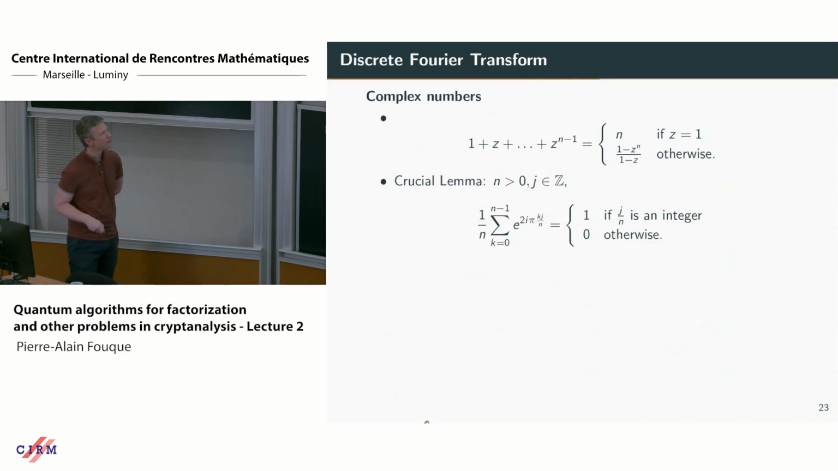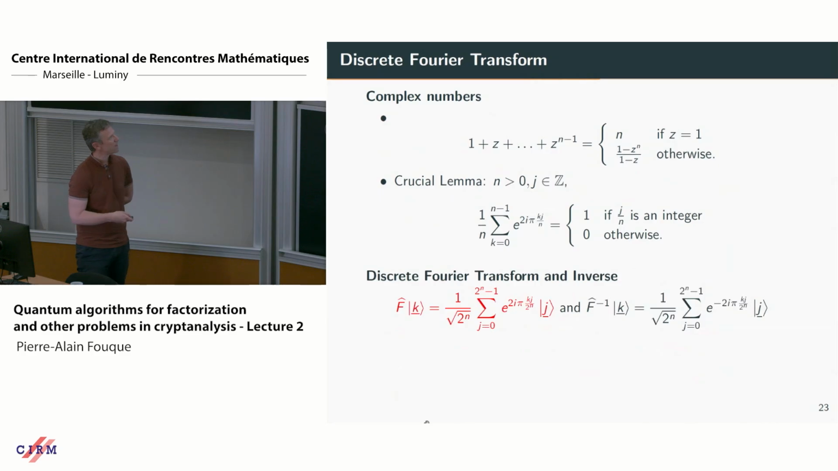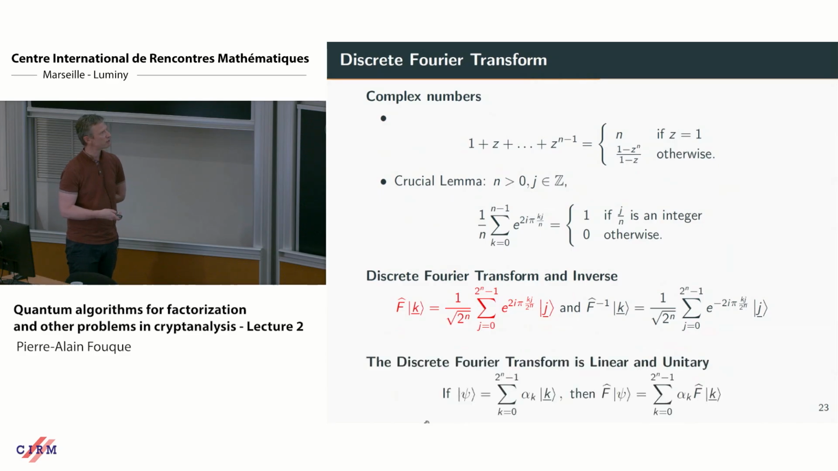This is a useful thing to remark. This sum is equal either to 0 if the value j over n is not an integer, and if j divided by n is an integer, this sum will be equal to 1. It's something that will be helpful later. So this is just the Fourier transform and the inverse Fourier transform. You just put a -1 here according to this formula. It's just the adjoint operator.